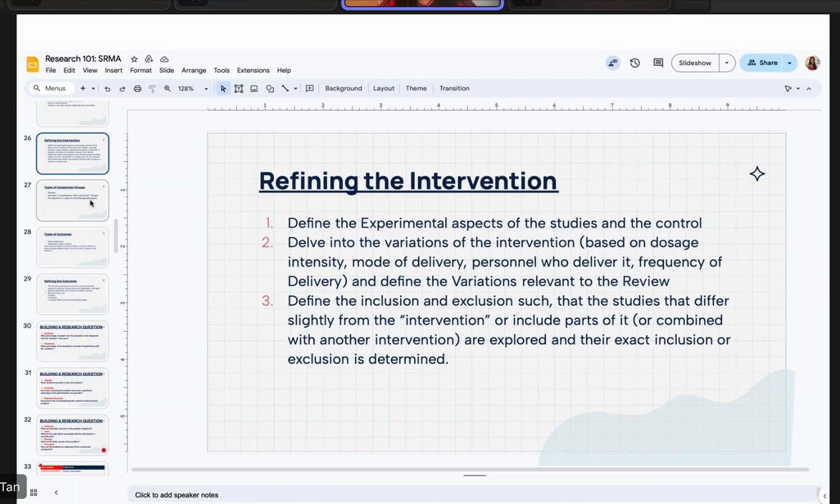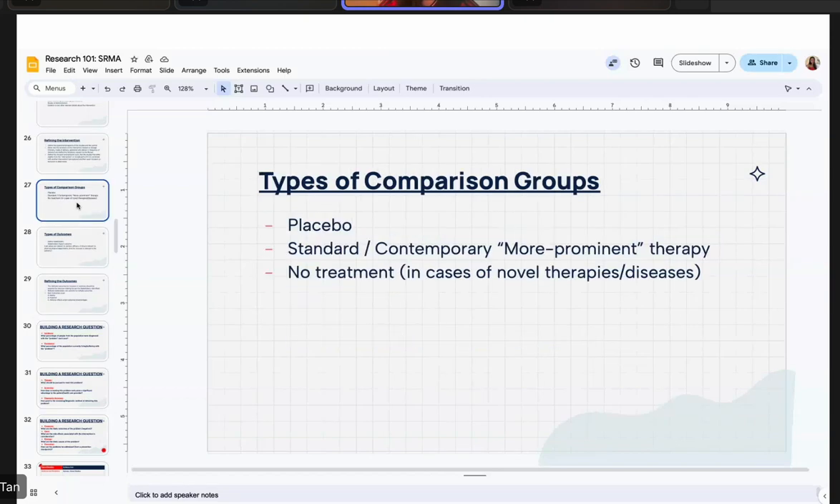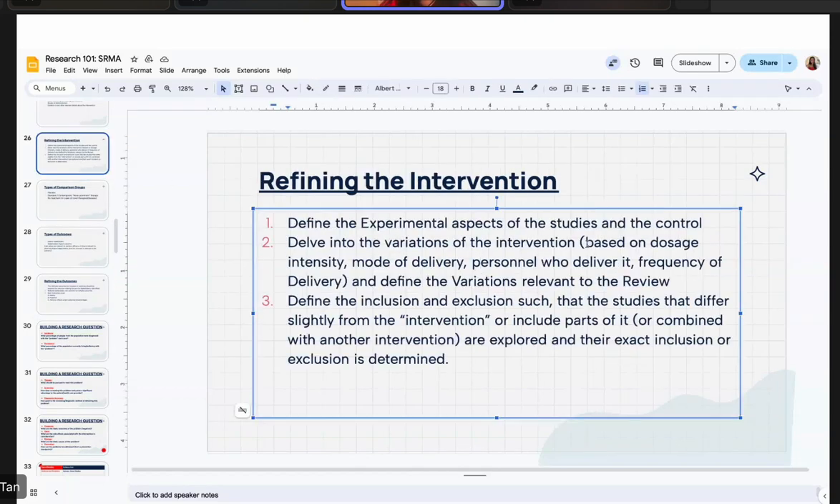So let's say I only want to look at drug A at 2 milligrams orally once daily, so this would be very, very specific, delivered by nurses, for example. That could be covering the variation. So if this drug is, let's say, administered at 300 milligrams instead of 200 milligrams, you can choose to exclude that because it's not the same. So that's variations.